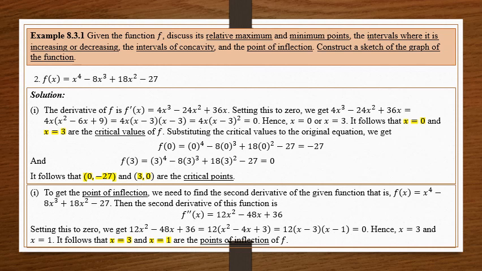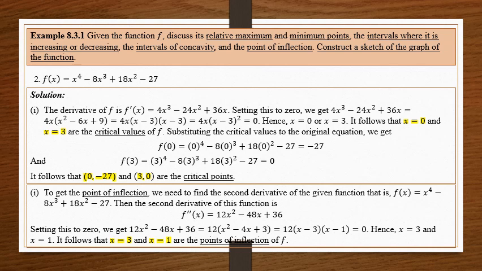So next example, parehas lang dun sa number 1, the same pa rin yung process. Given the function f of x equals x to the 4 minus 8x cubed plus 18x squared minus 27, discuss its relative maximum and minimum points, the intervals where it is increasing or decreasing, the intervals of concavity, and the points of inflection. Construct a sketch of the graph of the function.